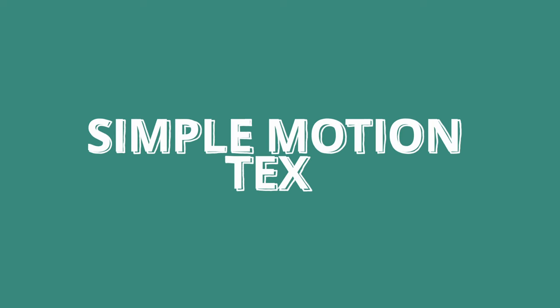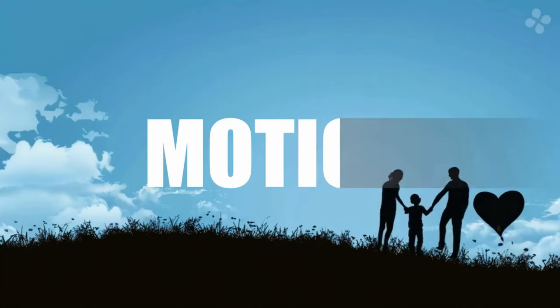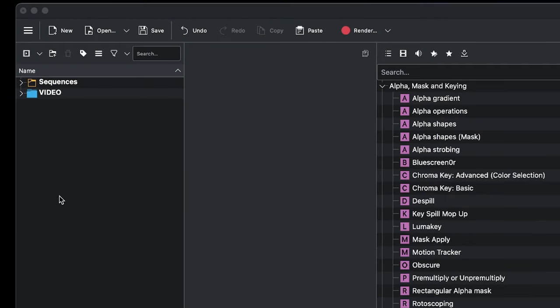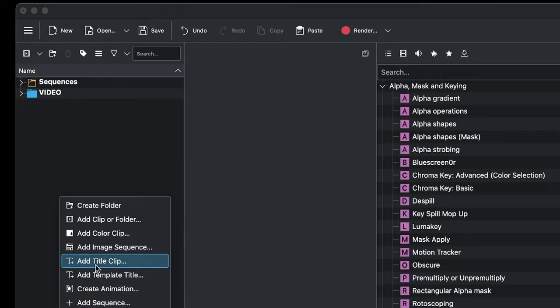So today we're going to look at how we can create this very simple motion text here. So let's get started. First, in the project bin, right click and create your text.